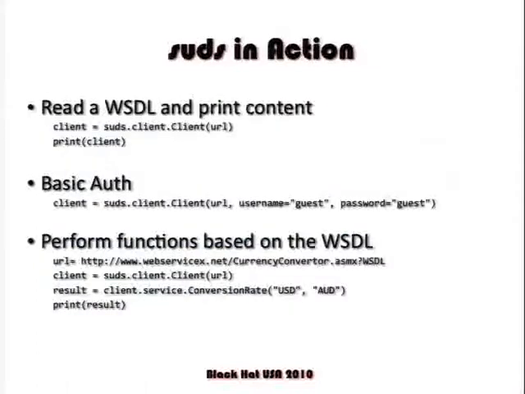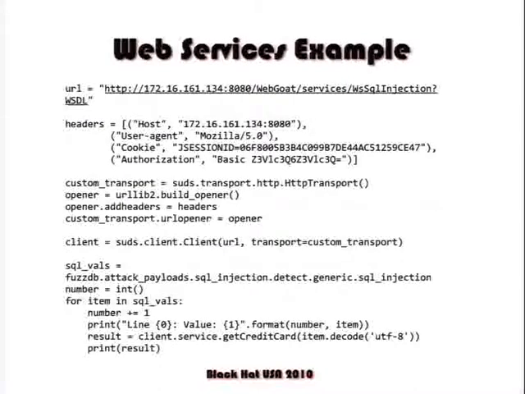To read and print the content from a WSDL is as easy as two lines of code. And to perform functions based on the WSDL, that goes out and converts some currency. So let's do something a little more realistic. Here, what we did is we pointed it to a WSDL that we wanted to test. We created our custom transport because we want to handle everything out of the request. So we decided to set our own user agent, our own cookies, and our own basic auth token from a previous request. We installed the opener, and then we started to send our values.